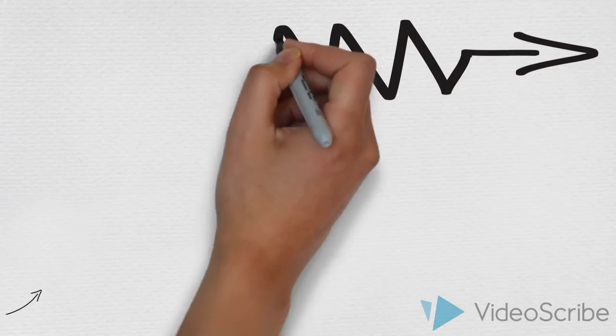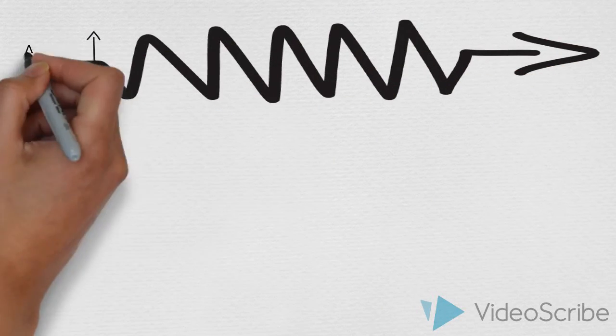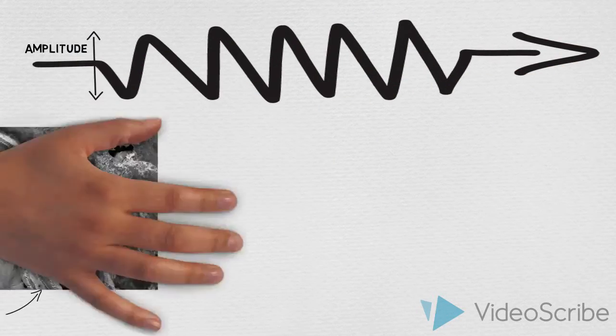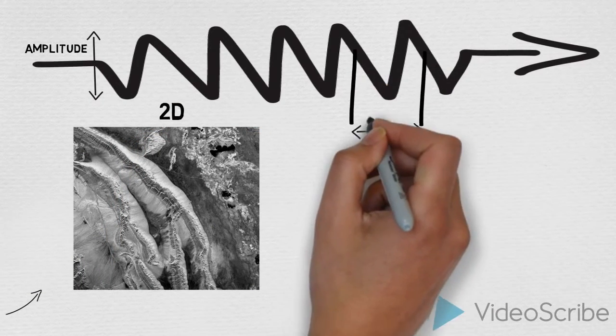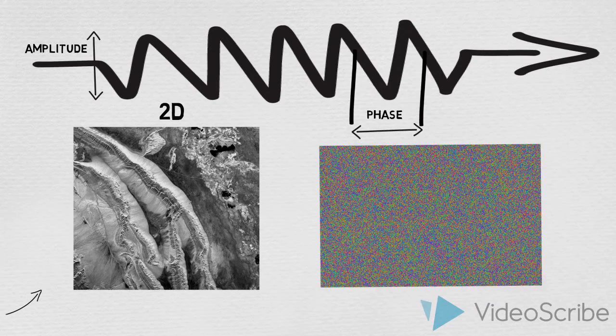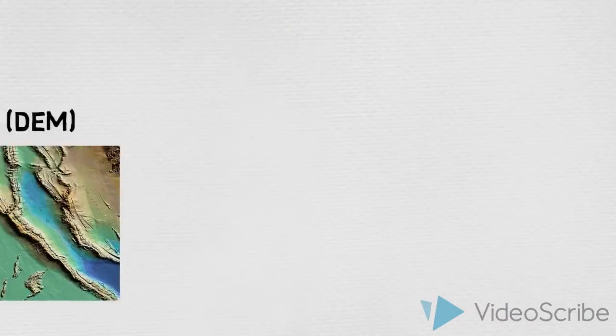Interferometric. We first take a deeper look at the signal. We have the amplitude of the signal, which gives us an amplitude image, where we recognize some topography. Then we also have the phase image, which looks like random noise, but if we combine two phase images, we can create an interferogram, which leads to 3D models.